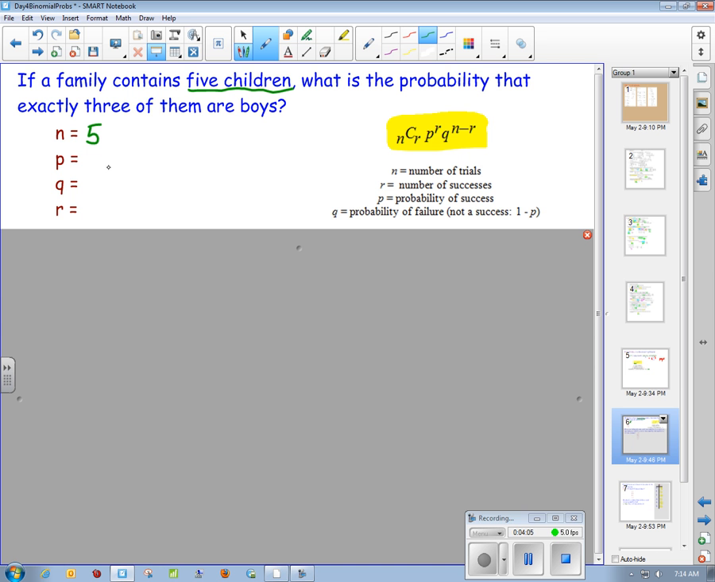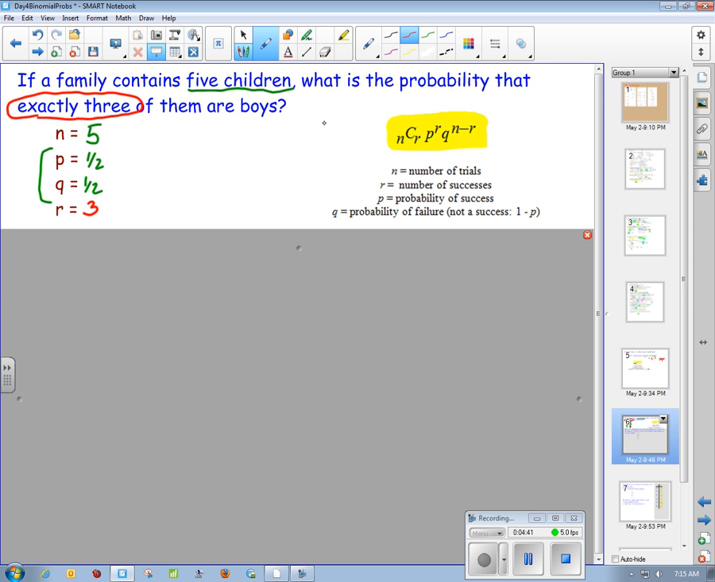So what is the probability of having a boy? Well, the probability of having a boy is 1/2. That's the underlying probability. That's the number that you'll be given. In this case, you weren't given it explicitly, but you were told that you're having boys, and it's a 50-50 proposition. If p is 1/2, p plus q has to add up to 1. So q will also be 1/2. 1/2 plus 1/2 is equal to 1. And now r is how many successes we're talking about. In this case, we're saying exactly 3 of these 5 family members are boys. So we're going to say that r is equal to 3.